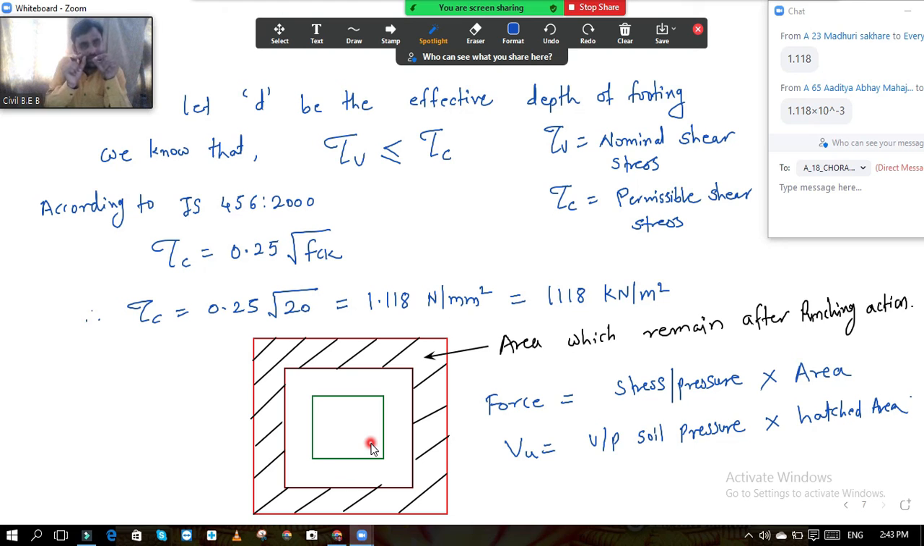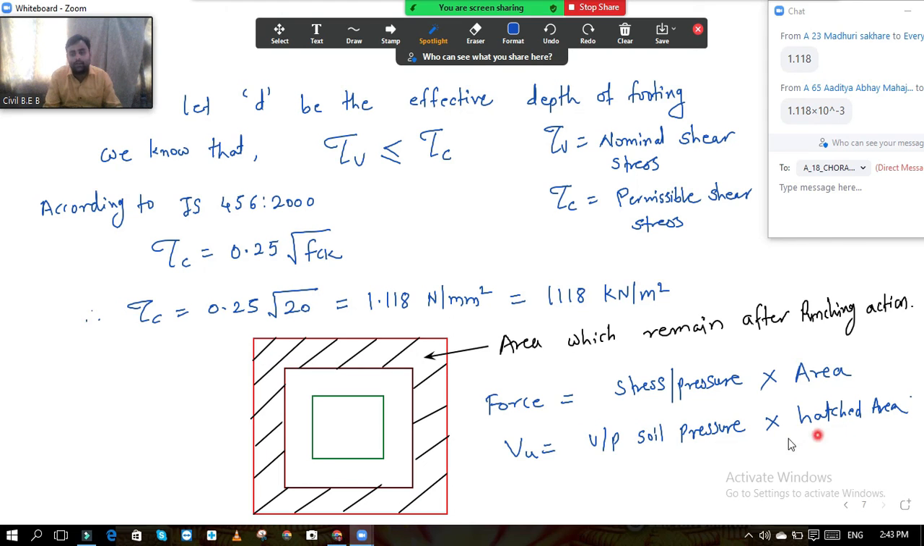That much of area will get subtracted from the total area of the footing. Are you getting my point? Same thing is there. Whenever the punching action takes place, this hatched area will remain. This total area along this column will get punched, it will get penetrated. So this is the remaining area.